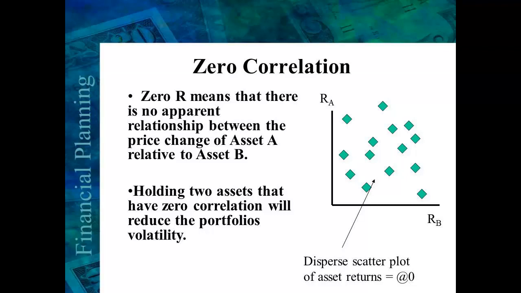A zero correlation coefficient means that there is no apparent relationship between the returns of A and B. The scatter plot of returns is dispersed and no linear relationship emerges. The returns are random. A correlation coefficient near 0 implies a weak relationship. Because the assets don't move together, holding two assets that have zero correlation will reduce the portfolio's volatility.